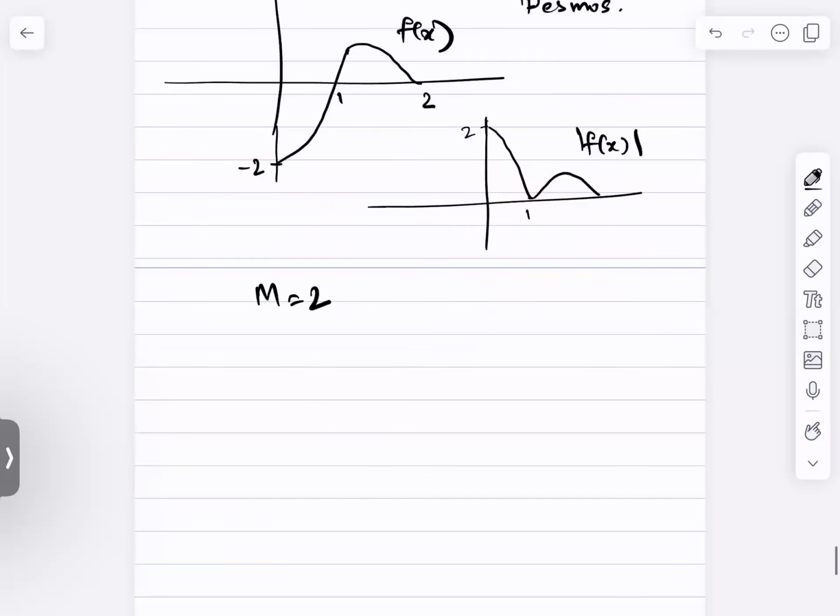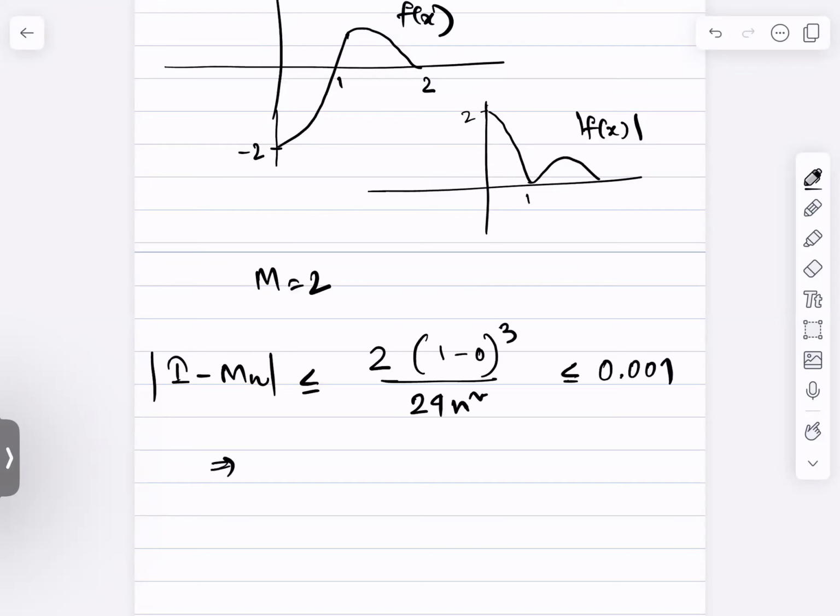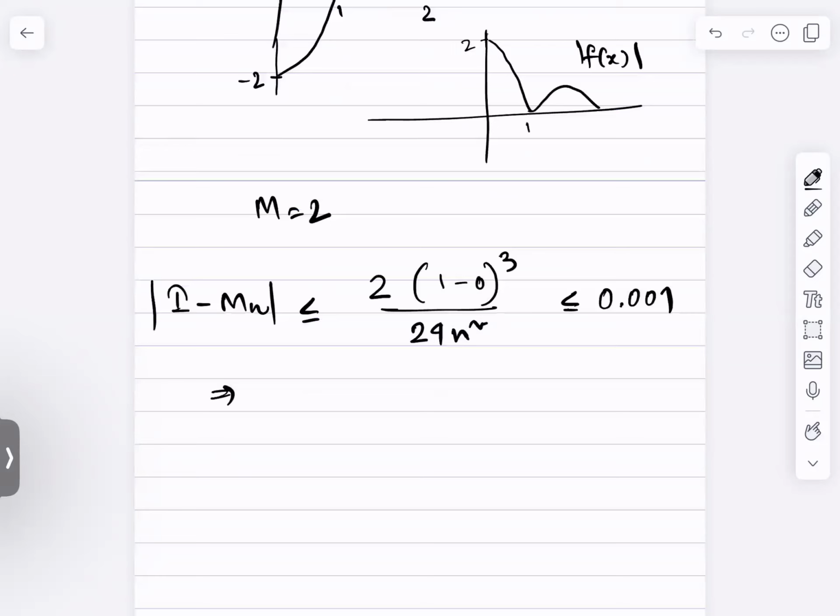Cool. So if I apply the formula, I minus M_n should be less than or equal to M, which is 2, times (b minus a) to the third, where b is 1 and a is 0, over 24 n squared. And this error should be less than or equal to 0.001. And in this inequality, I have to basically solve for n. Okay, first simplify. So 2 over 24 n squared is 1 over 12 n squared, and that should be less than or equal to 0.001.